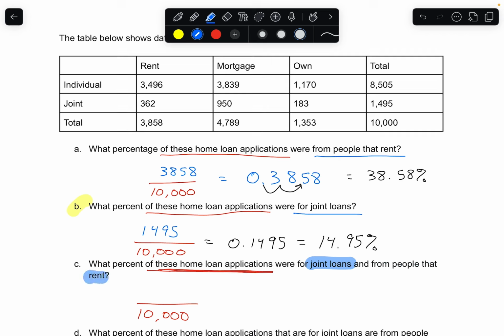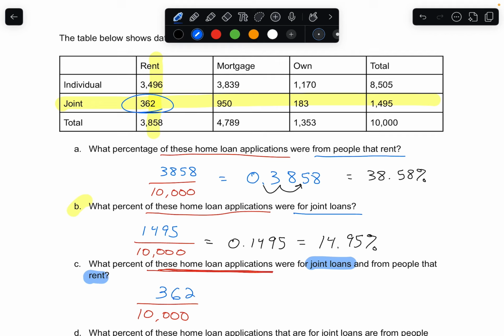So joint and rent. So in this case, I'm not going to look at the total number of joint loans or the total number of renters. I'm going to look for how many people both rent and wanted a joint loan. So you can do this in one of two ways. The mathematical term for this would be the intersection of these two things, which here's my renters, here's the joint loans, and then the intersection would be right here where those rows and columns intersect, 362. You can also think about it as, well, how many people both rented and wanted a joint loan? Again, 362.